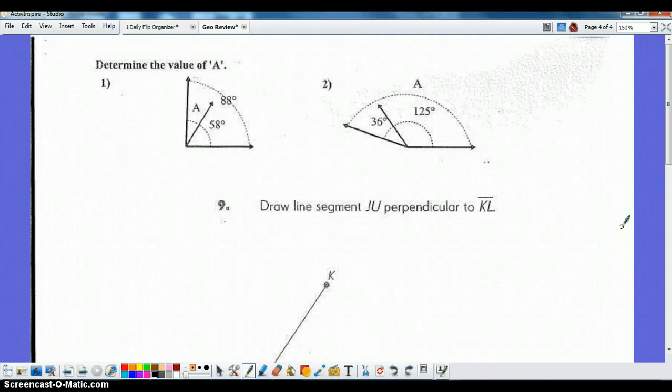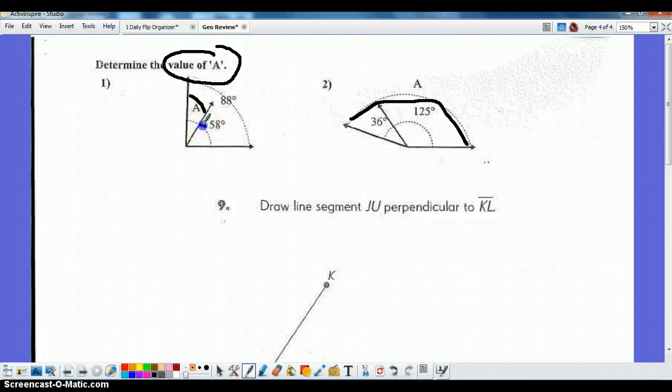Now we have to find the missing angle lengths. That can be somewhat difficult. You have to make sure that you're paying close attention to what you know and what you're trying to figure out. So we're trying to determine the value of angle A. In this case, angle A is here. And for number 2, angle A is the entire length. So let's figure it out for number 1 first.